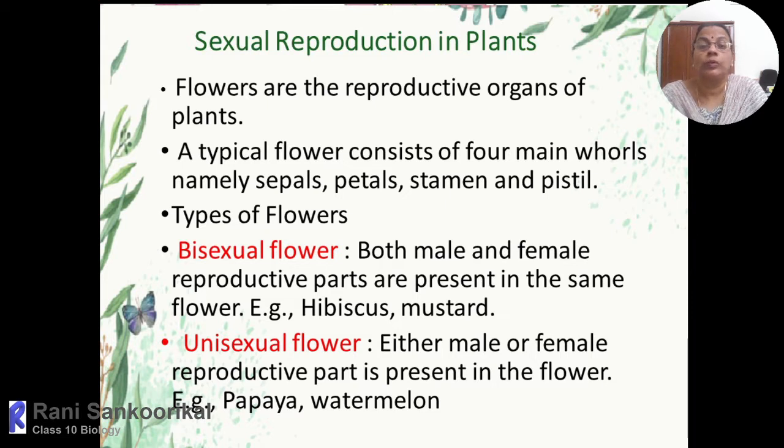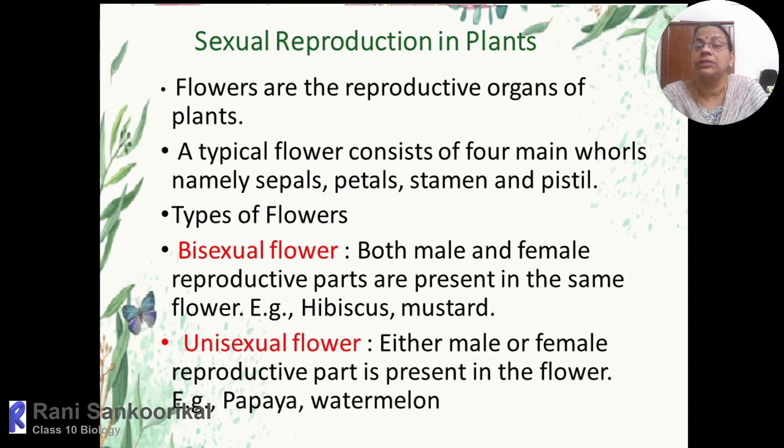These two whorls are not that important for the sexual reproduction of the flower. The next two are the main parts of the flower, the male part and the female part. The male part is called the androecium, which is made up of stamens. There can be many stamens, and the number will vary according to the species.